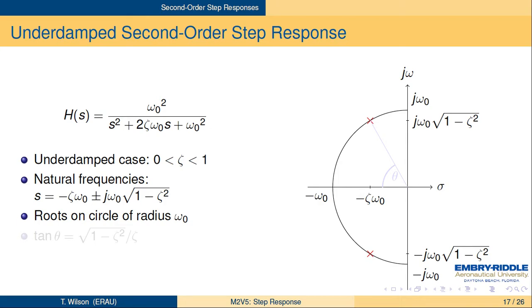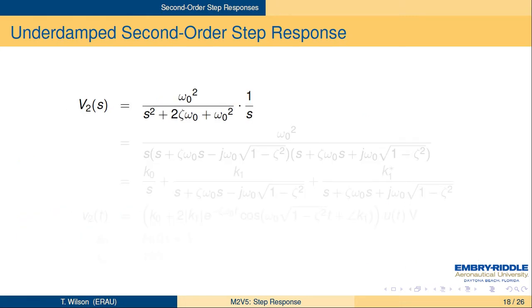We can see that they're on a circle, and we can identify an angle theta, which is the angle that the pole makes with the negative imaginary axis. It's not intuitive why we're doing that now. It shouldn't be intuitive, but we'll come back and use that a little bit. It's a handy thing to have. So you can see the tangent of that angle theta is going to be root 1 minus zeta squared over zeta.